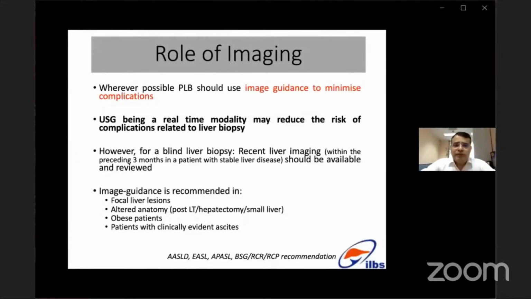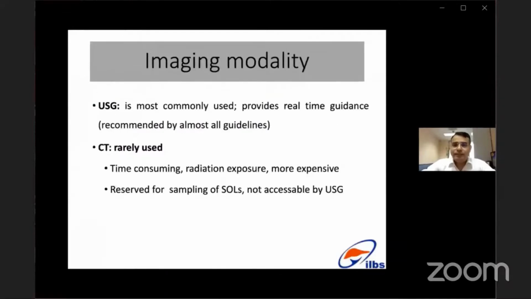Coming to the role of imaging, wherever possible, imaging guidance should be used to minimize the complications, and USG being a real-time modality may reduce the risk of complications. However, for a blind liver biopsy, a recent imaging within the preceding 3 months in a patient with stable liver disease is very important. If we take a recent imaging, it should be within 3 months, but only in patients with stable liver disease should it be reviewed. And image guidance is invariably required for focal liver lesions, altered anatomy, obese patients, and patients with clinically evident ascites.